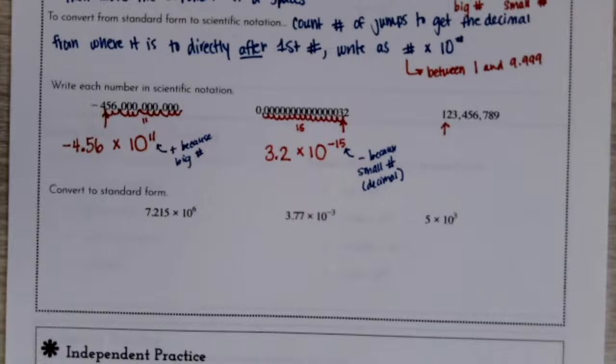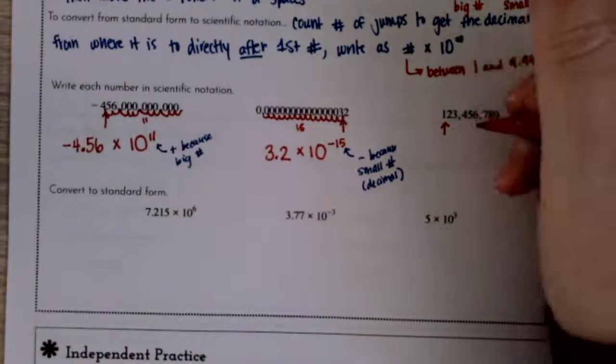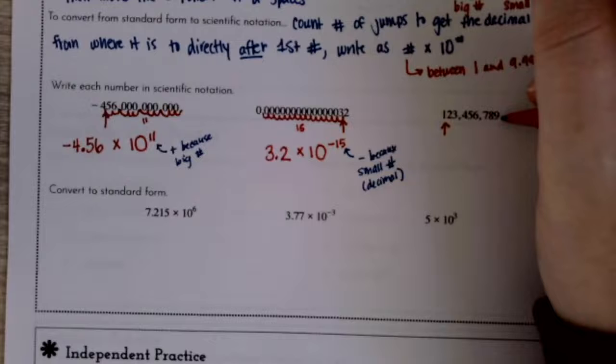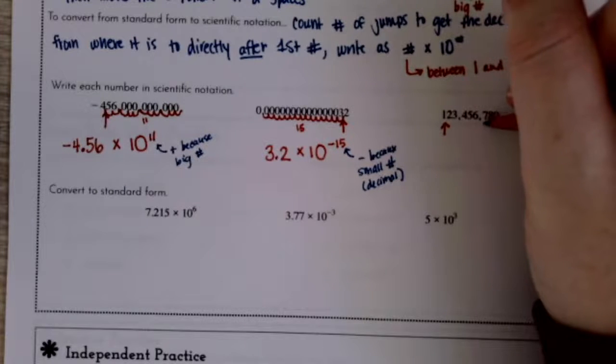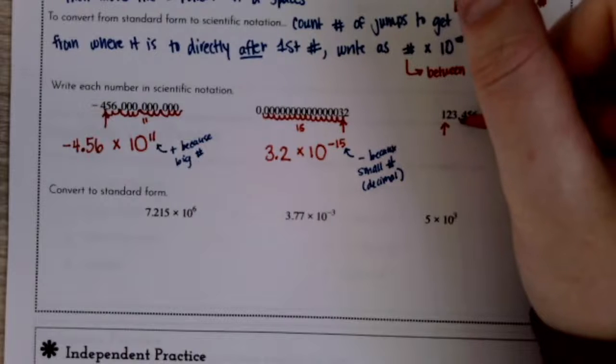So let's do one more that's a little bit different. And so I know where my decimal is supposed to be. I know that my decimal is at the end because this is a large number, so I'm going to count scoops. 1, 2, 3, 4, 5, 6, 7, 8.